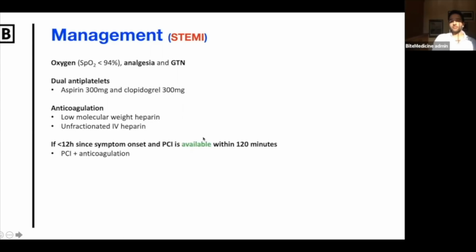Assuming this patient has good renal function and is male, so not pregnant. Yes, if you need to do PCI later. Interesting. So yeah, that's short-acting, long-acting. Yeah, these are all correct, absolutely.